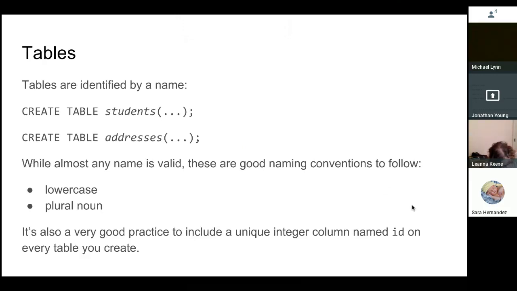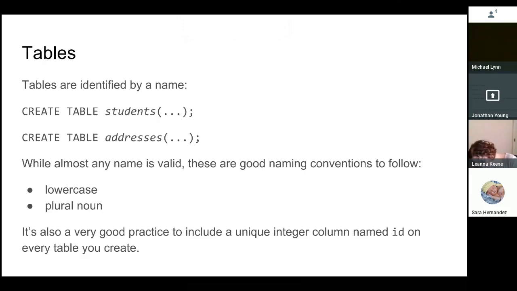Tables are identified by a name. The way that SQL is created, it's going to be create table students, create table addresses, and you can write pretty much anything. So it's create table and then the noun. Now the noun is supposed to follow a particular naming convention. It's supposed to be all lowercase with snake case, and it's also supposed to be plural.